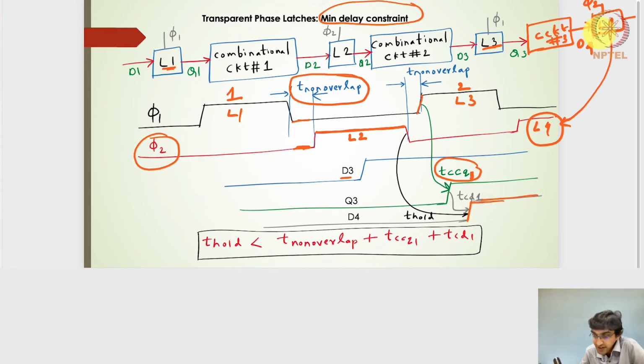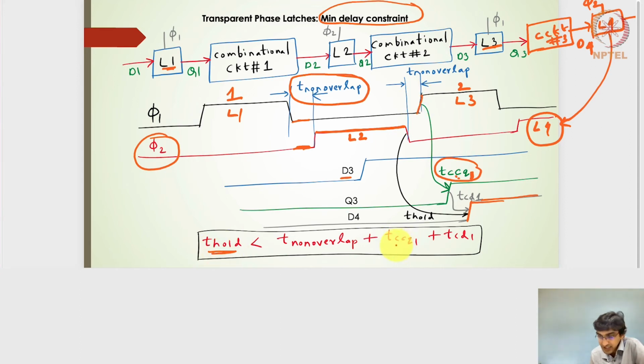So the D4 output, which we are expecting in the second level of the phi 2 clock, can actually get sneaked in the first level of the clock 2. To ensure that doesn't happen, we have to make sure that TCD1 plus TCCQ1, or in this case TCD3 and TCCQ3, plus the T non-overlap should be greater than the T-hold time.